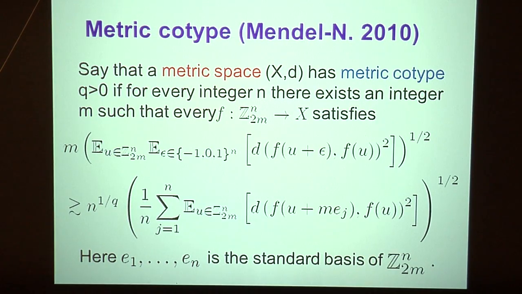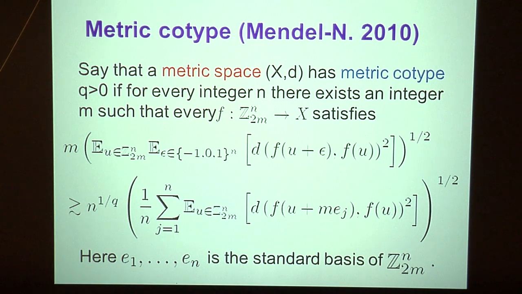So now let me show you a definition. It's not 2010, it's 2008. The year is wrong, but let me show you the definition that Mendel and I came up with. So it will look a little complicated, but it's actually very simple, and we'll write it in a simpler way in a second. So it's the following statement. You're given a metric space. It's not a Banach space, it's a metric space.